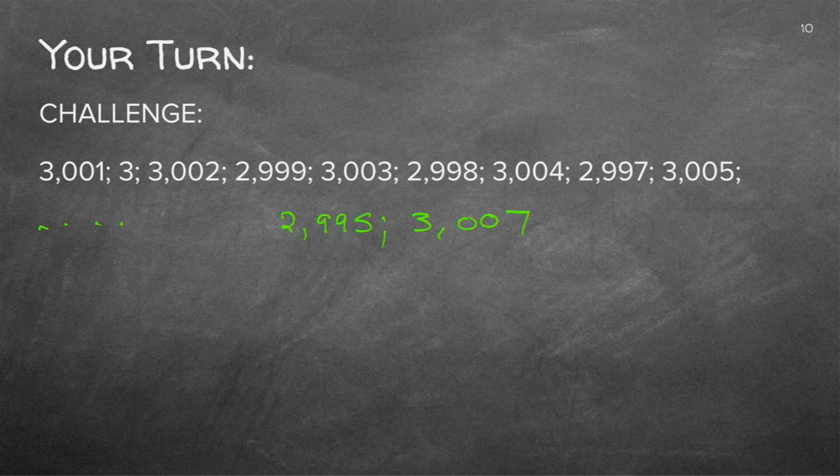Okay, who managed to work this one out? So there's a 3,001, then there's a 3,002, then it's 2,999, 3,003, and a 2,998. Who saw the pattern? This one increases by 1.